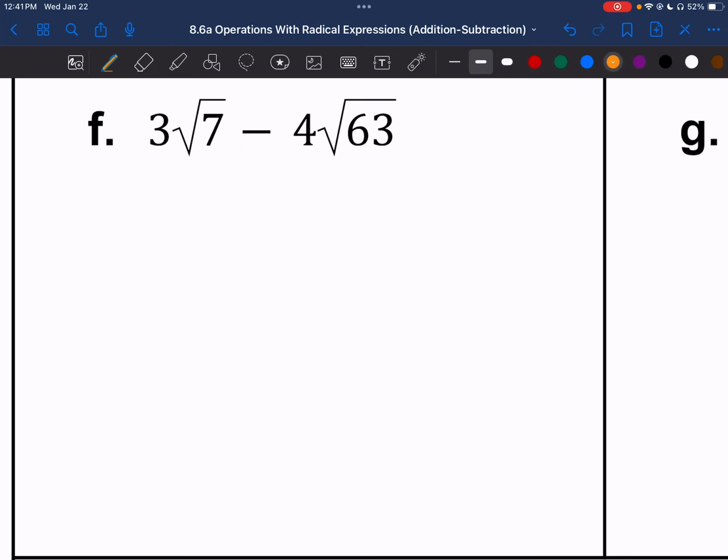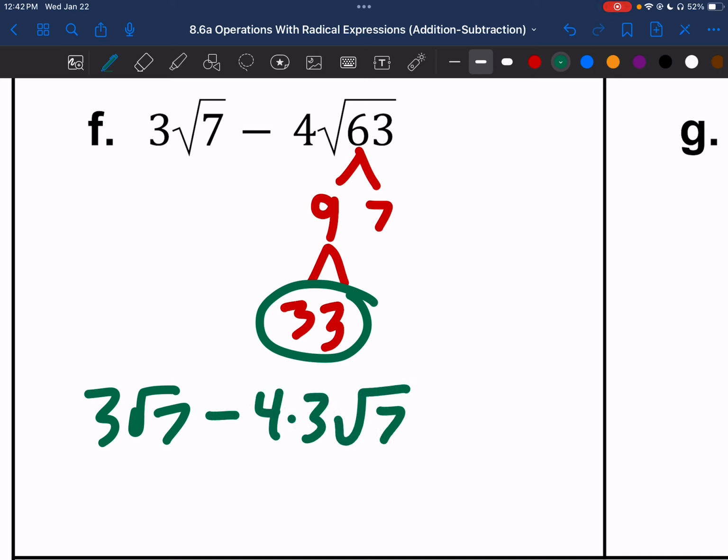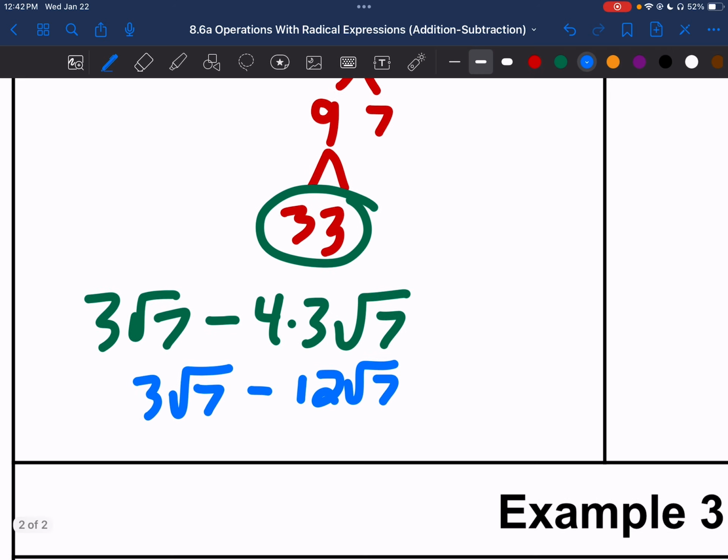All right, letter F. We need to get them to be common radicals. So 63 is going to break down to 9 and 7, and 9 is 3 and 3. So we can simplify that. We're going to have a 3 root 7 minus 4 times 3 root 7. 4 times 3 is 12. So we have 3 root 7 minus 12 root 7. And then 3 minus 12 is negative 9 square root of 7.